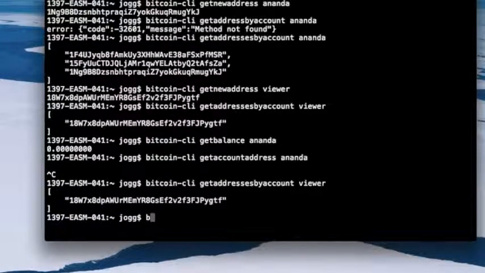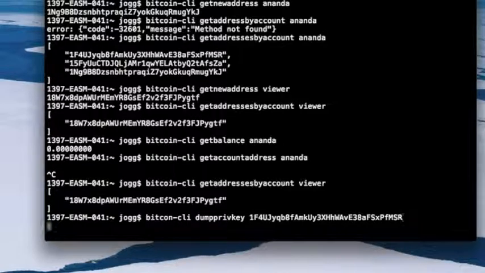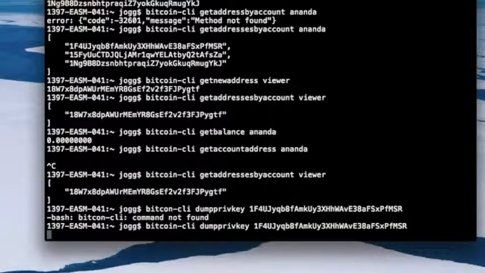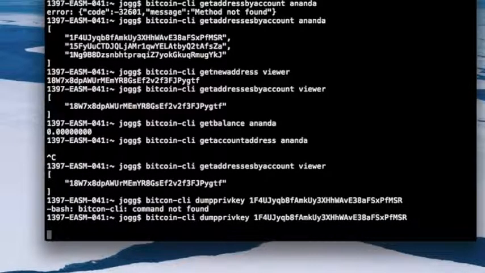So what I can do is this. So this is the Bitcoin address. If I want to see the private key of this Bitcoin address, what I can do is Bitcoin CLI dump private key, and if I do this, oops, what happened? Bitcoin, okay, I have Bitcoin. Okay, Bitcoin CLI dump private key, and it will dump the private key. Okay, why is it taking a long time? I don't know what's happening.